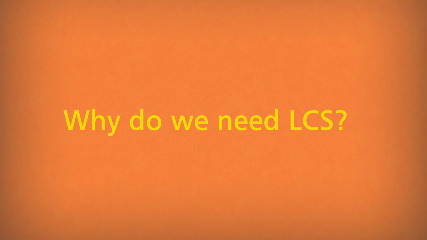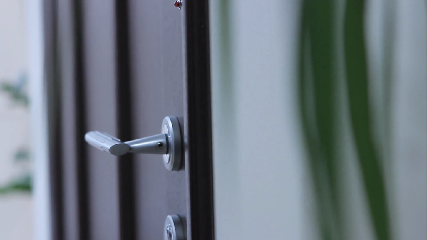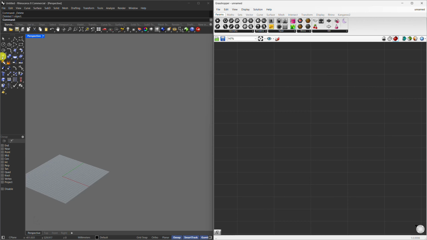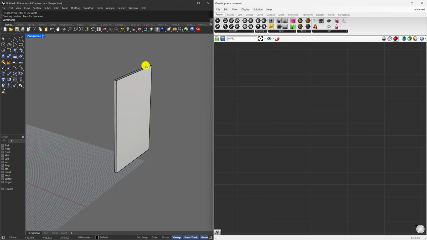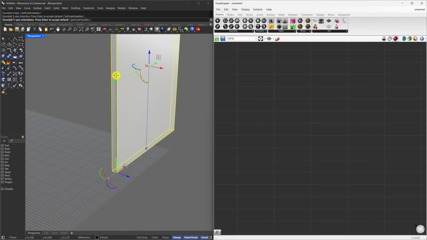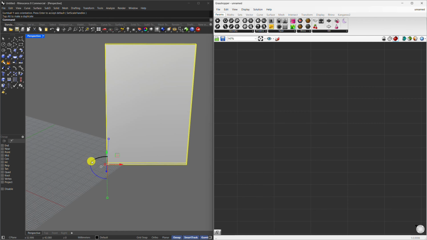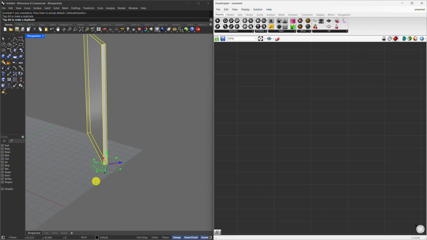Why do we need LCS? Suppose you have a door. If the door rotates, should every vertex be recalculated using world coordinates? That would be complicated, right? The door simply remembers where every point is inside its own local space. Then the software converts those local coordinates into world coordinates whenever needed. That's why LCS makes modeling much easier.